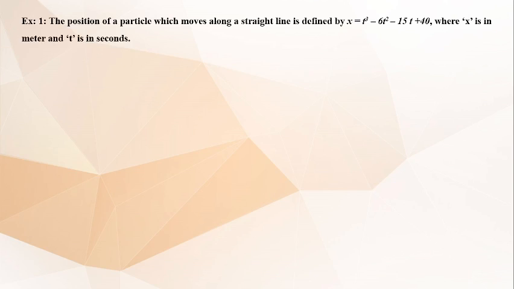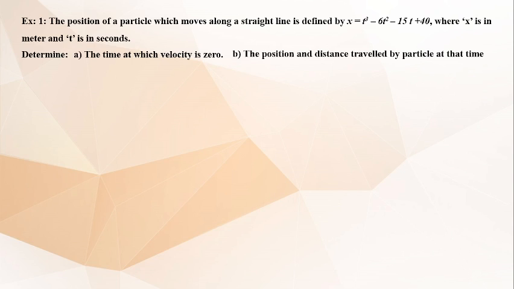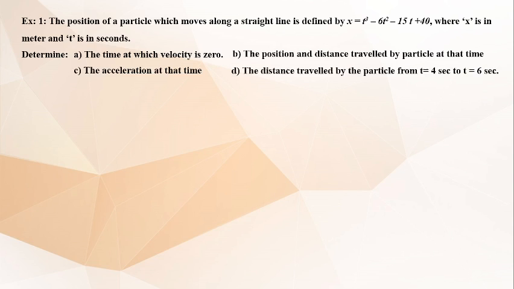The position of a particle which moves along a straight line is defined by x is equal to t cube minus 6t square minus 15t plus 40, where x is given in meters and t is in seconds. We have to find out the time at which velocity will be equal to 0, and at that time what will be the position and distance traveled by the particle. Similarly, at that same time, how much will the acceleration be, and the last one is the distance traveled by the particle from t is equal to 4 seconds to t is equal to 6 seconds, right?